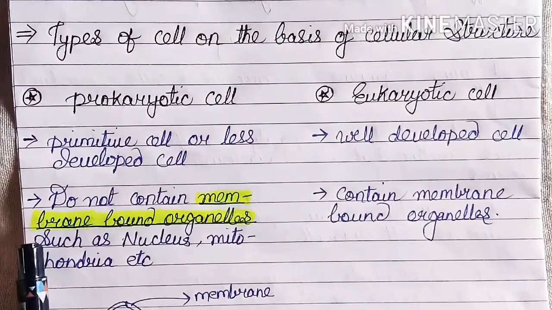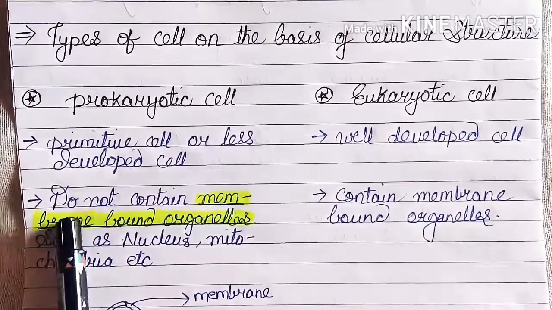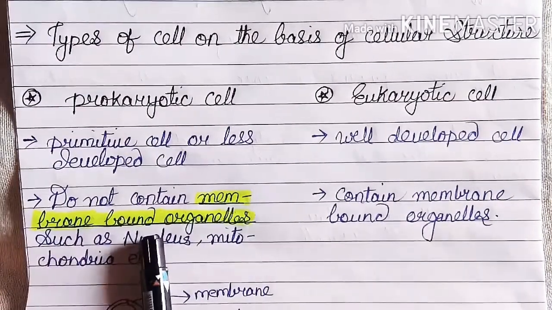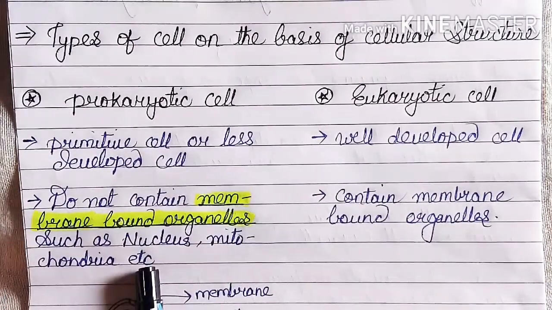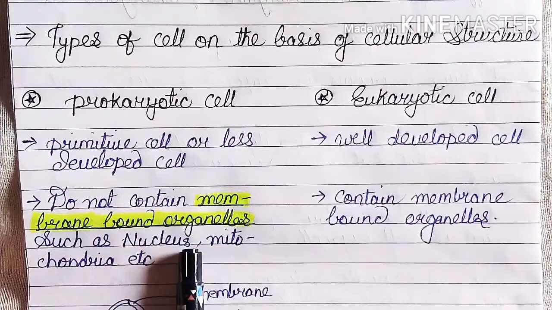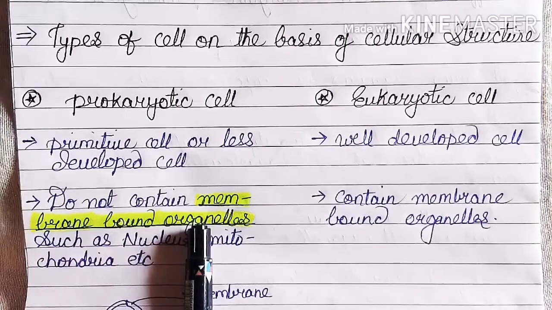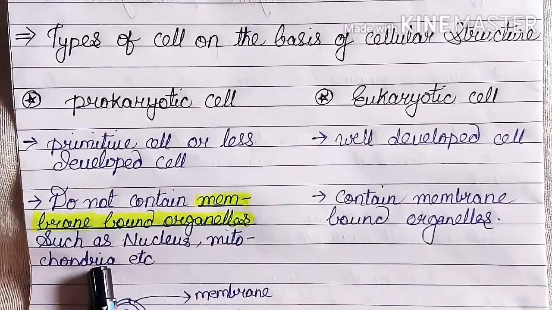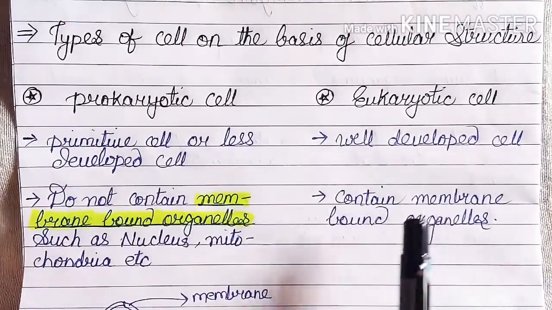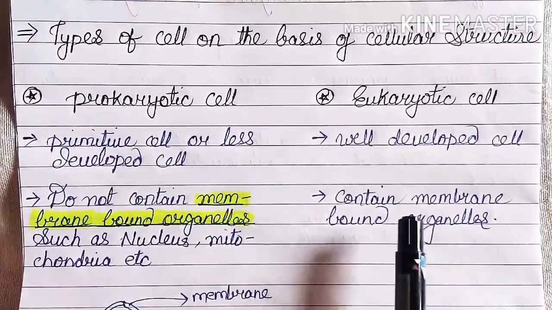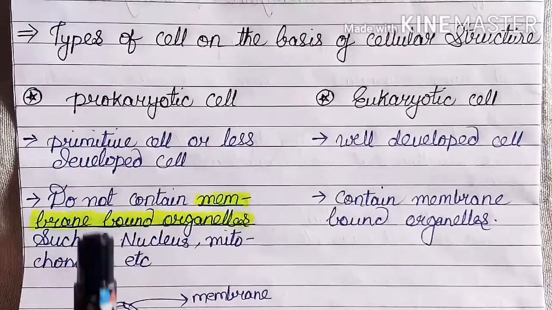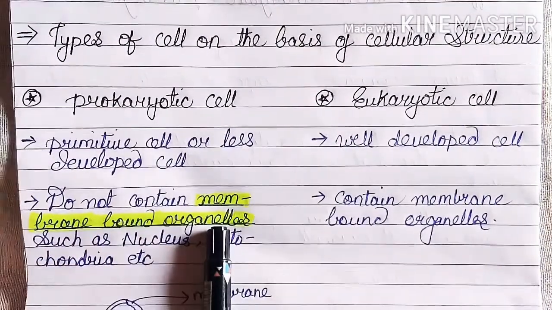Now the second point is prokaryotic cells do not contain membrane bound organelles such as nucleus, mitochondria, etc. So this is the type of cell which does not have membrane bound organelles such as nucleus or mitochondria, while eukaryotic cell contains membrane bound organelles such as nucleus, mitochondria. So now the question arises, what is membrane bound organelles?